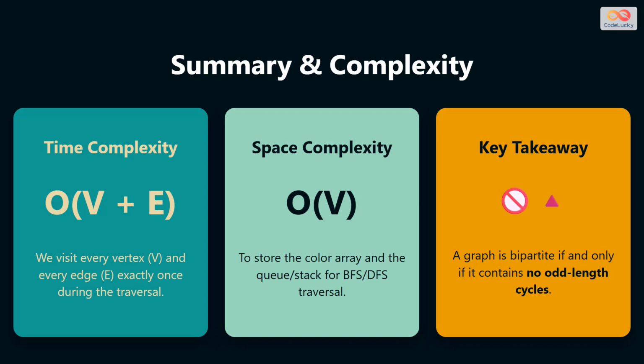To wrap up, the time complexity of this approach is O(V + E), as we visit every vertex and edge once. The space complexity is O(V) for storing the colors and the recursion stack or queue. Remember, the key takeaway is that a bipartite graph is simply a graph with no odd-length cycles.